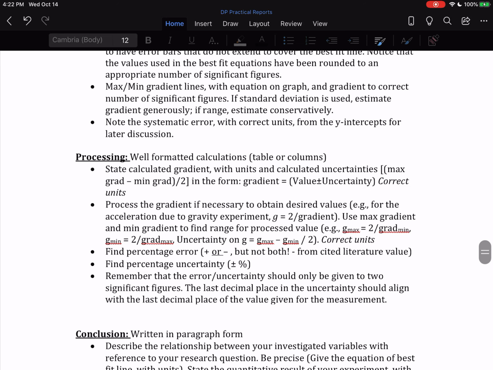Notice that this analysis will depend on exactly the type of uncertainty you have chosen. If you're using the standard deviation, you should estimate those gradients generously. If you're using the range, you estimate conservatively. So with the range, ideally you keep those best fit lines within all the error bars. That won't always work out. But if the standard deviation is being used, you would expect about 35% of the line to lie outside of those error bars anyway.